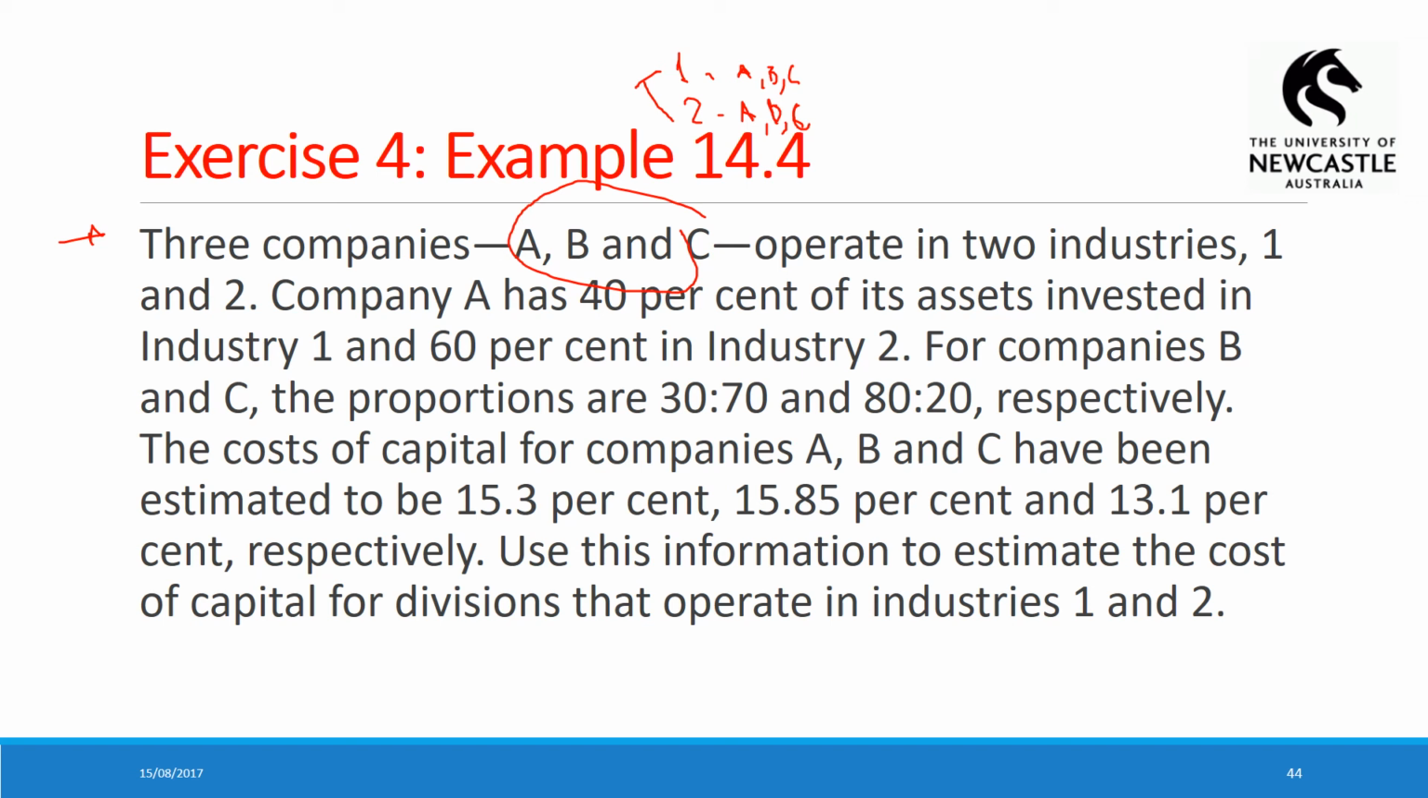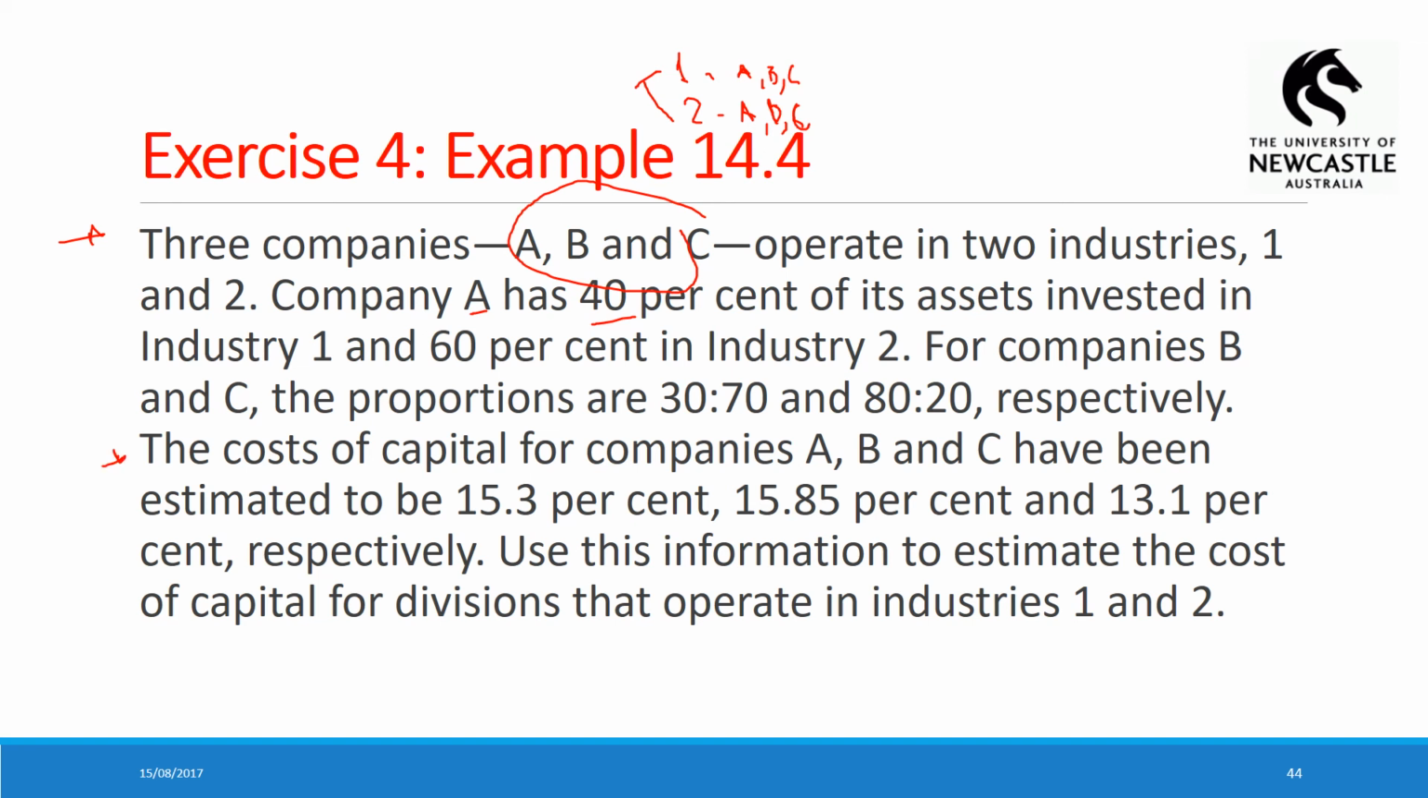So let's look at company A first. Company A has 40% of assets in industry 1 and 60% of its assets in industry 2. Company B has 30% in industry 1 and 70% in industry 2. Company C has 80% in industry 1 and 20% in industry 2, right?